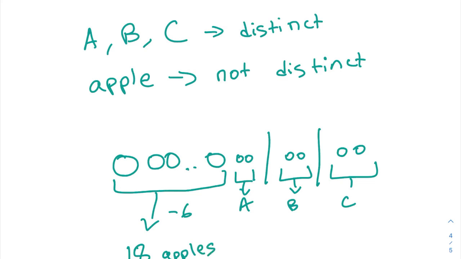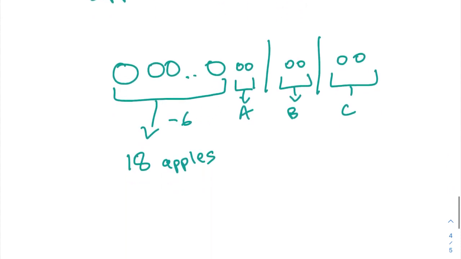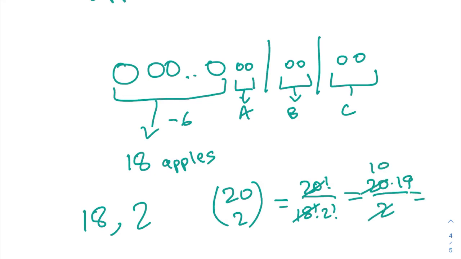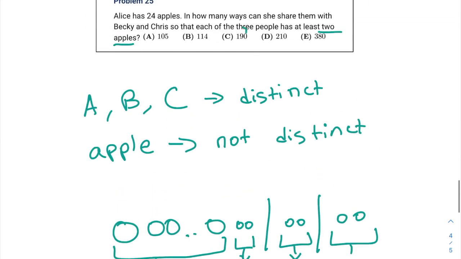And now we can just give them to Alice, Becky, and Chris without worrying about how many apples everybody's going to get. So now we can just perform normal sticks and stones. So 18 apples, 2 barriers, so 20 total objects, choose 2, which is equal to 20 factorial divided by 18 factorial times 2 factorial, or 20 times 19 divided by 2 factorial, or 2. And this is just equal to 10 times 19, or 190. And looking at the options, that is C.